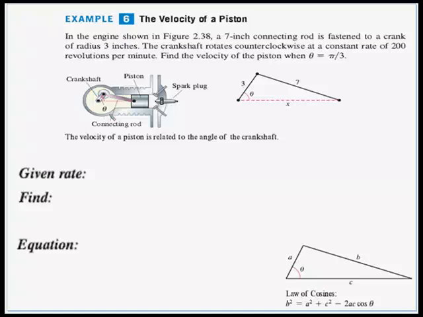So here, this is rotating counterclockwise, and you know the length of this arm. This is the 7-inch connecting rod, so that rotates around, and as that rotates around, that connecting rod pulls and pushes this piston back and forth.